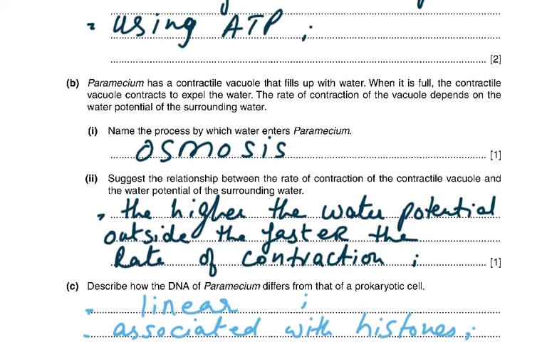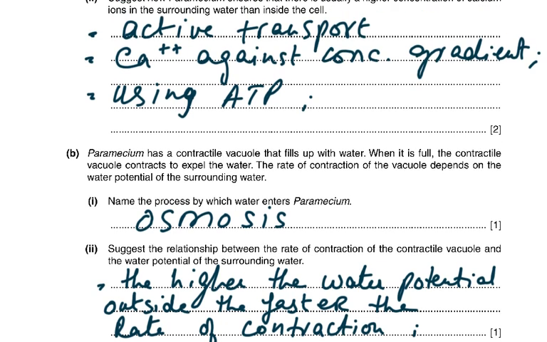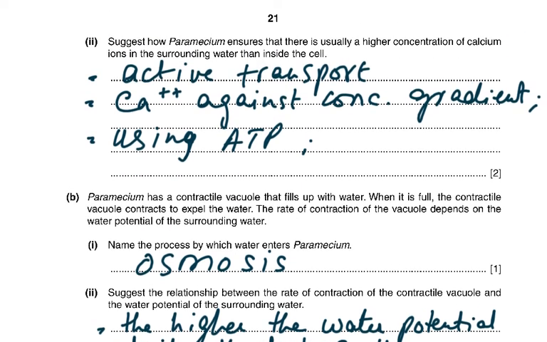Then of course it came on to another part of the question. Suggest how paramecium ensures that there is usually a higher concentration of calcium ions in the surrounding water than inside the cell. So we're going to have active transport. There must be a pump, and then calcium is going to be pumped out against the concentration gradient, and if it's active transport it uses ATP.